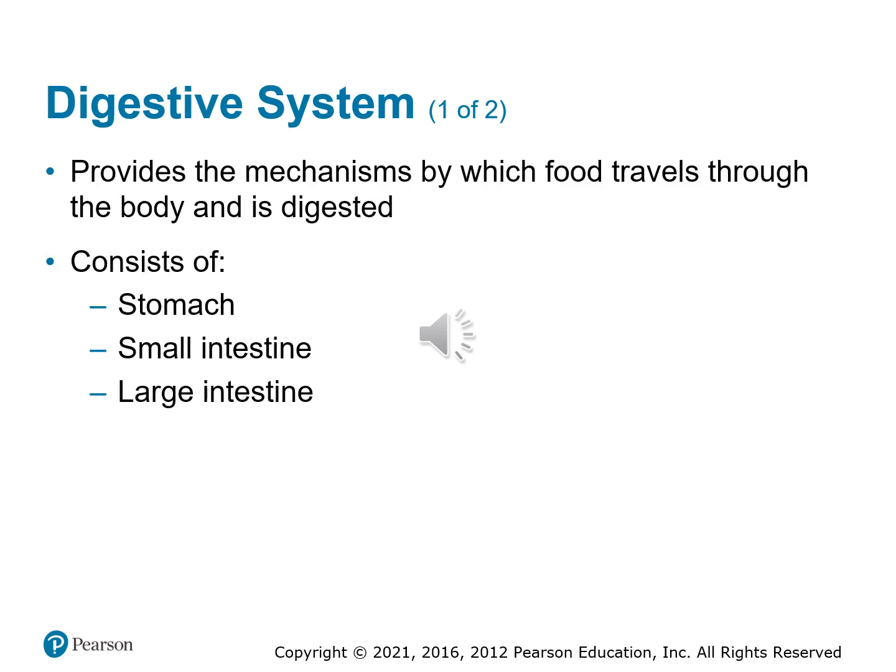The digestive system provides the mechanism by which food travels through the body and then is digested. We need this digested food in order to maintain bodily functions. So when we talk about the digestive system, we're dealing with the stomach, the small intestines, and the large intestines.